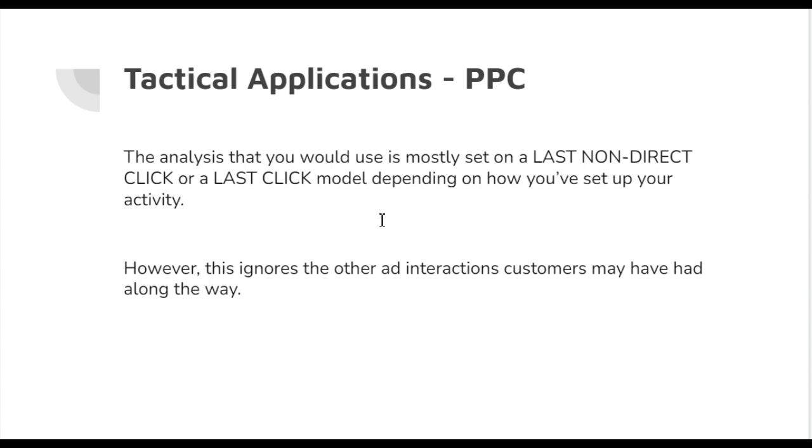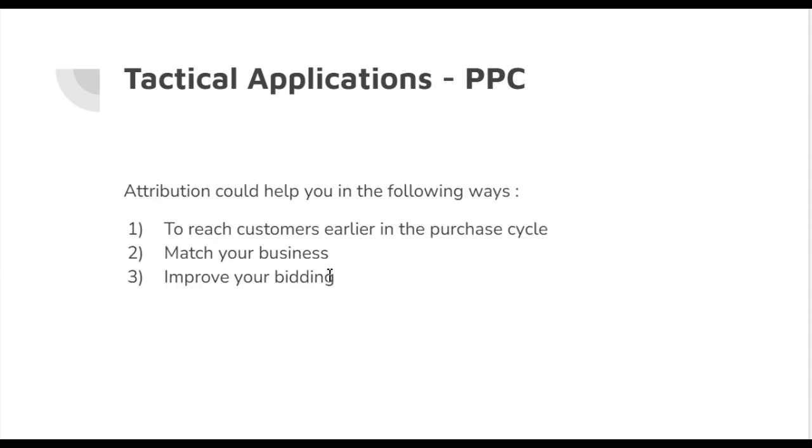Most advertisers are used to measuring the success of their online advertising by using a non-direct click or a last click model, depending on how they have set up their activity. However, this ignores the other ad interactions that the customers may have had along the way, and this is where attribution comes into play. Attribution could give you more control over how much credit each ad interaction gets for your conversions, and it could help in these ways.